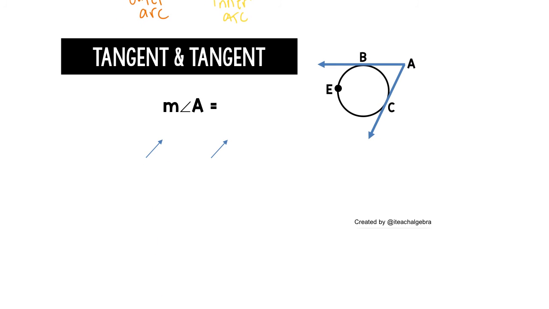Last but not least, tangent and tangent. One tangent here, another tangent here. They intersect at A. We want to know the measure of angle A. We find that by doing 1/2 times the measure of arc BEC minus the measure of arc BC. BEC is that outer arc.